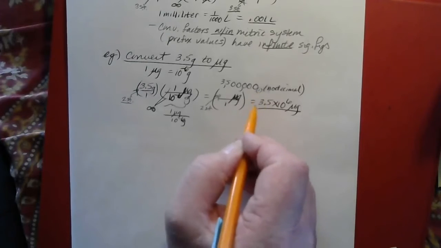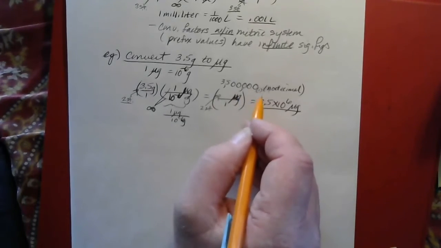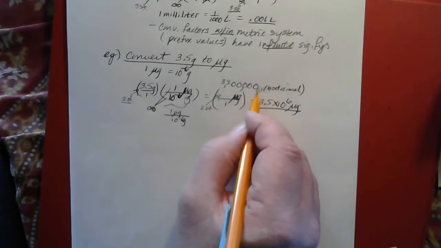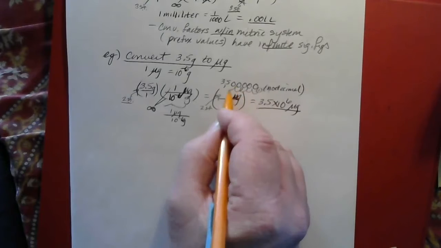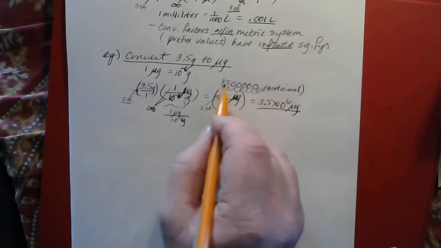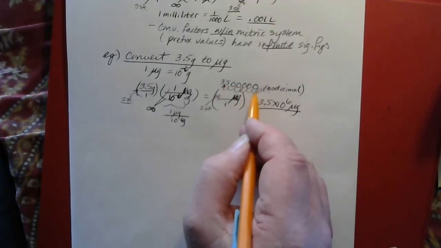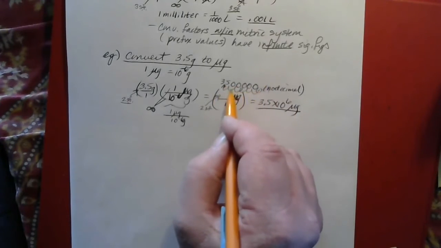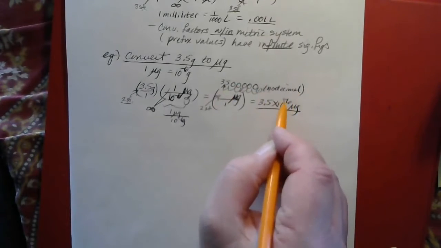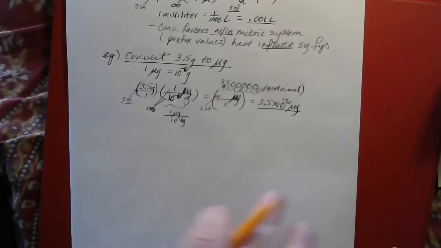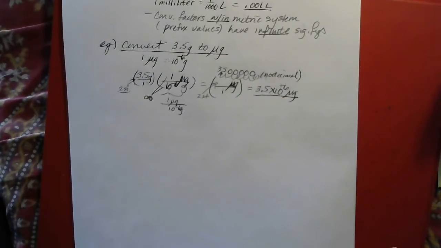And to get scientific notation, we need first part of the number to be between 1 and 10. And so we need to move the decimal point to the left. 1, 2, 3, 4, 5, 6 places. Where we end up with 3.5, that's between 1 and 10. And we move the decimal point 1, 2, 3, 4, 5, 6 places in the direction that makes the number smaller. So the exponent has to be positive to compensate for that. So 3.5 times 10 to the 6th micrograms.